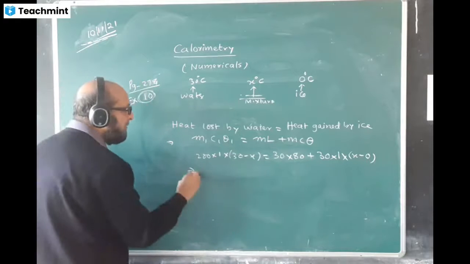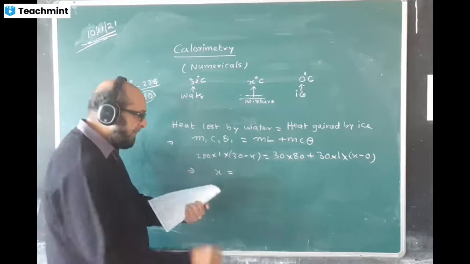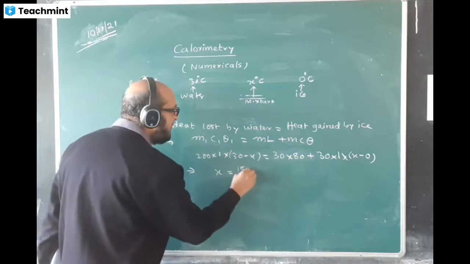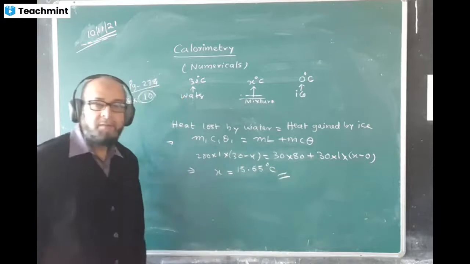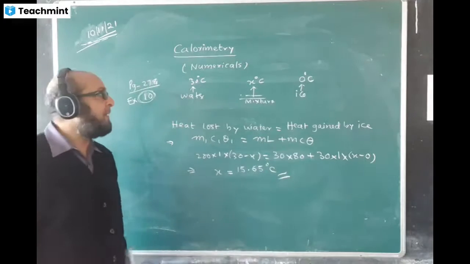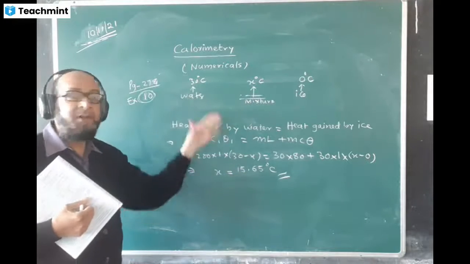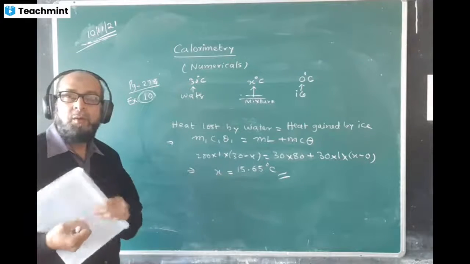Now, using this equation, calculate the value of X. The value of X will come 15.8 as shown in the calculation in the book. You can also try it. 15.65 degrees Celsius will come. Your temperature value will come between 30 and 0. That means your water is cooling from 30 degrees Celsius to this temperature, not 0.